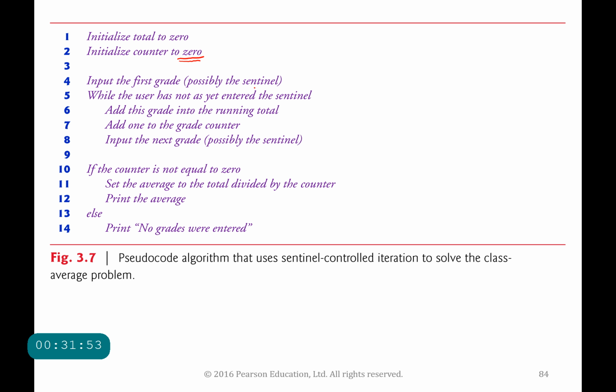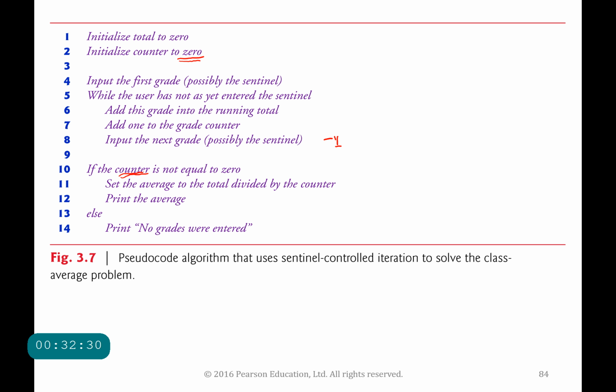However, if the sentinel value is not entered, we go into the while loop and compute the running total. Once the user enters -1, we stop taking values and come down here. After adding a few values, the counter should not be equal to 0, and then we compute the average by dividing the total by the value of the counter, and then we print the average.